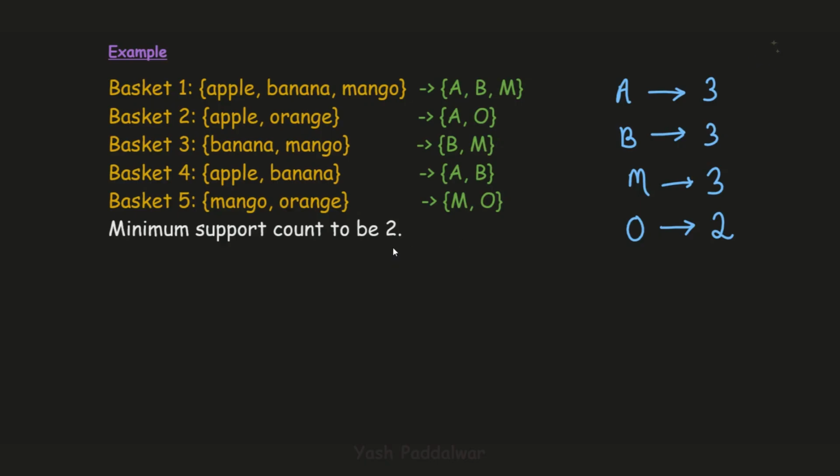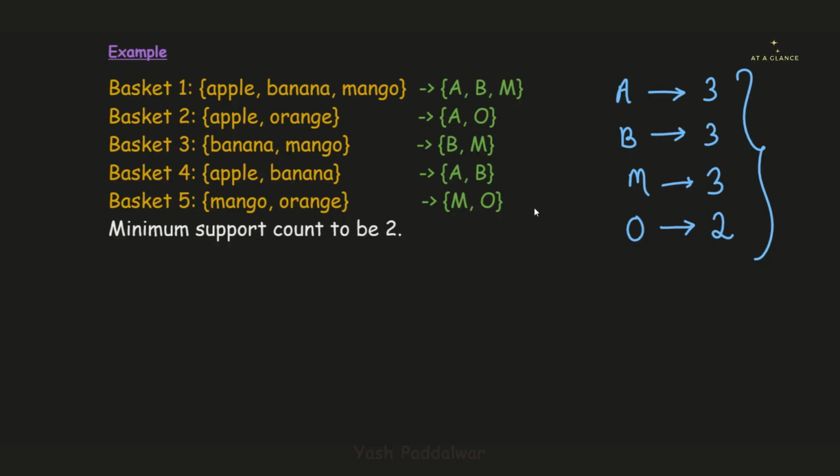Now, once we have written the frequency of every single item, we'll have to check whether each and every item is following this minimum support count, which is 2. You can see in the entire list of unique items, every single item is satisfying the minimum support count. That means every single item's frequency is greater than or equal to 2. That is why all these items are eligible.